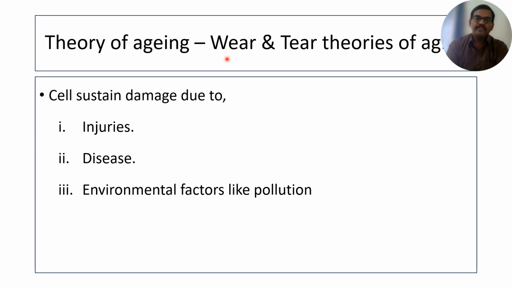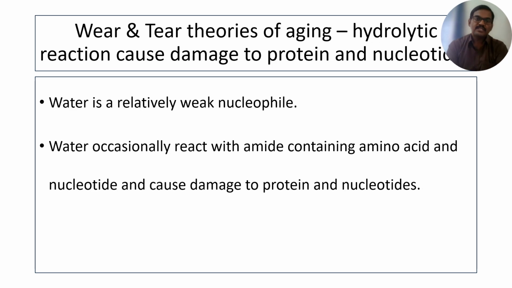The first theory is the wear and tear theory of aging. According to this theory, cells sustain damage over a period of time due to injuries, disease and environmental factors like pollution. Surprisingly, this theory also states that even the substances which we take routinely, like water, oxygen and sunlight, also cause damage to our cells. So let's see how water and oxygen can cause damage to our cells. Let's start with water.